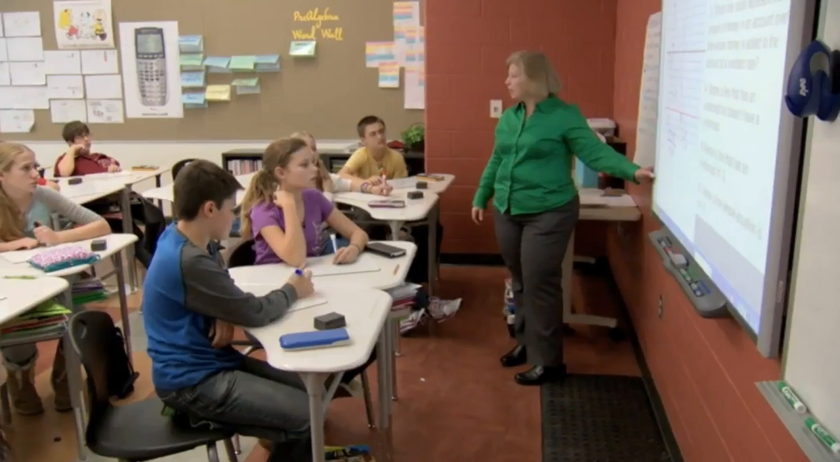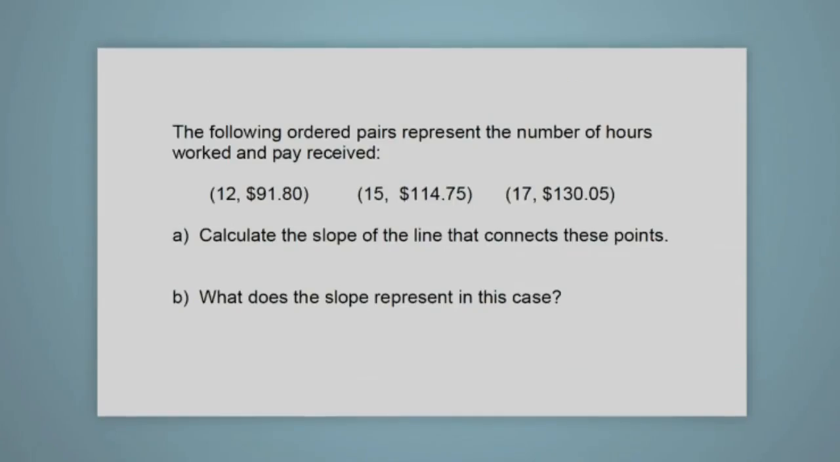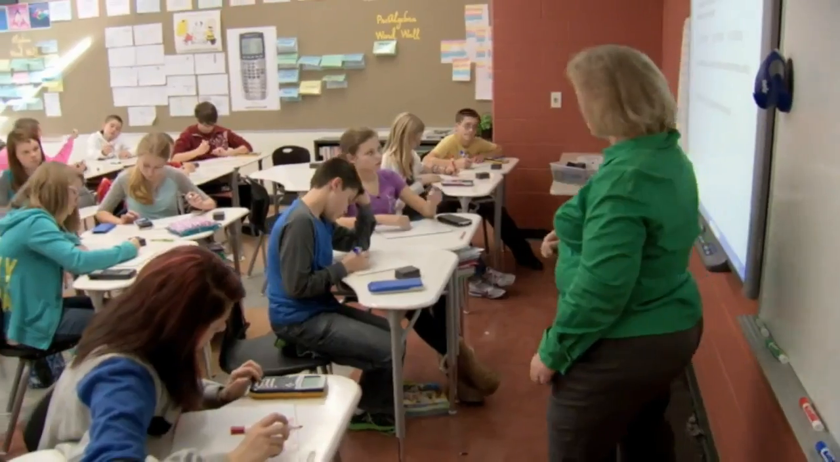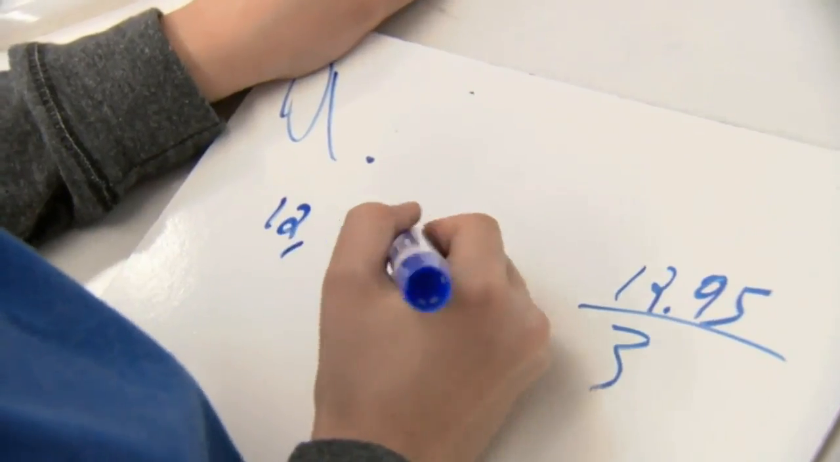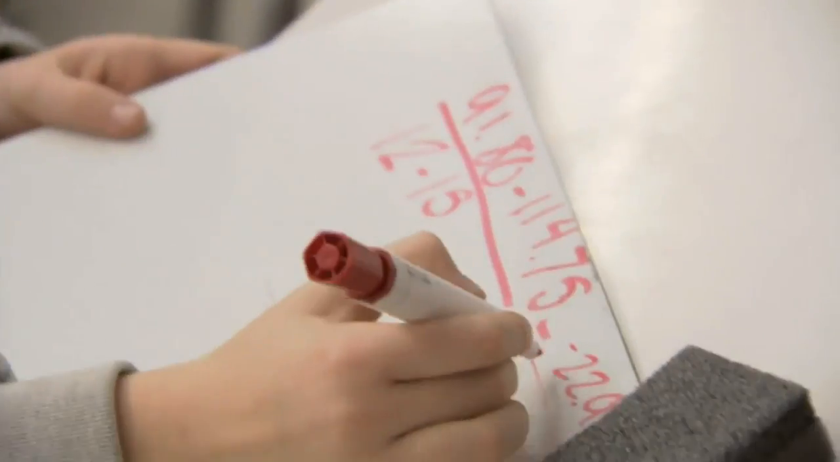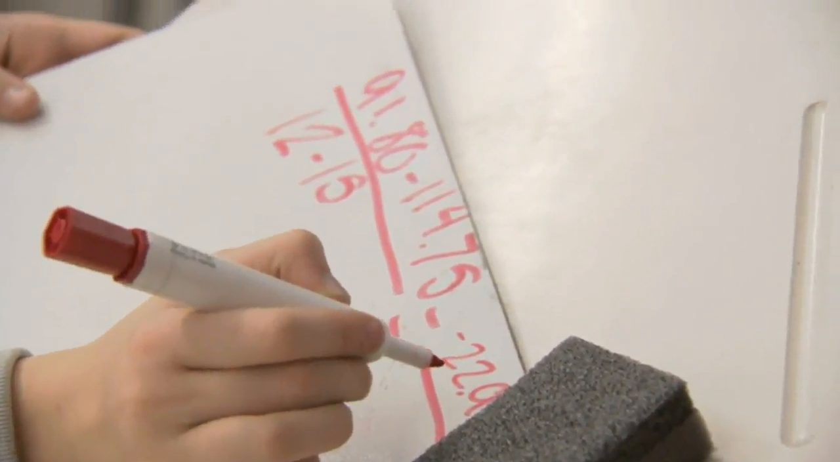All right, clear your boards. Let's go to a story. The following ordered pairs represent the number of hours worked and the pay received. So calculate the slope of the line that connects these points, and then I need you to write down what the slope represents for the story. I need your explanation. What does the slope represent in this case? What does that number mean?